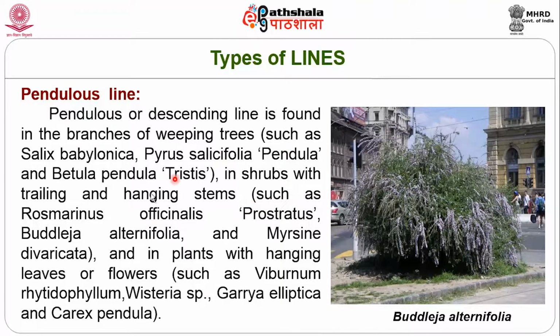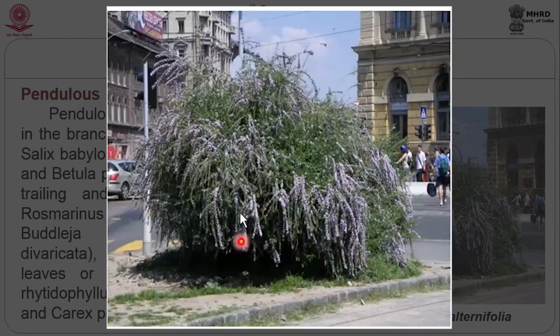The other one is the pendulous or the descending line, which is found in the branches of weeping trees and in shrubs, in hanging stems like the different examples that you see on screen, and in plants with hanging leaves or flowers, etc. That you could see here in this particular picture. The leaves are more falling, and they exhibit a very weeping habit that you could see here.